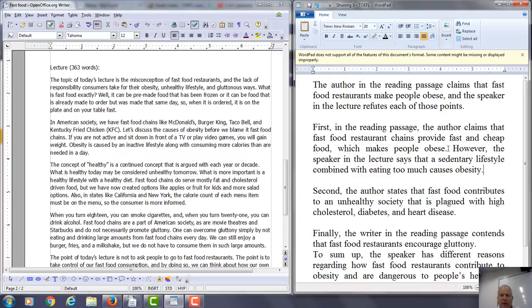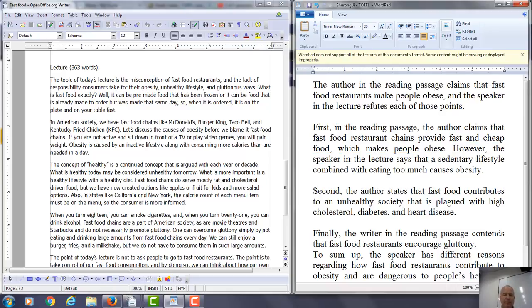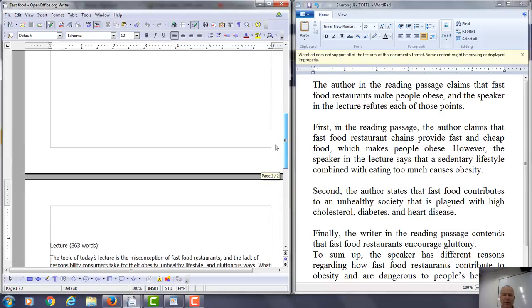Okay, now here's the key. This is what you didn't do. You need to do this on Monday. You need to make sure that you state this information, because this shows us what the lecture is saying and how the lecture is different from what you read in the reading passage. All right, let's go to the next one.